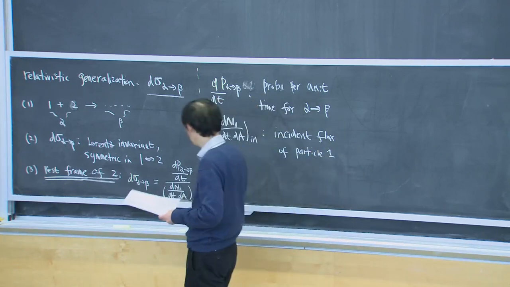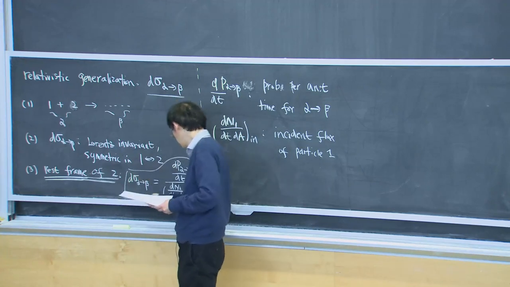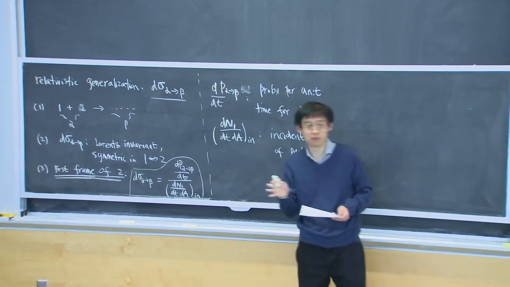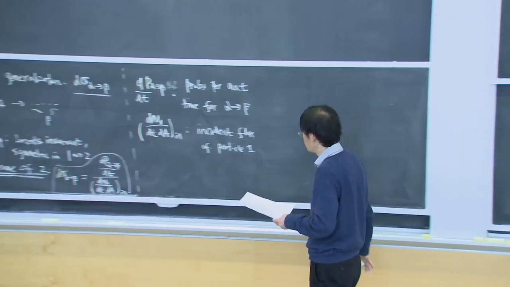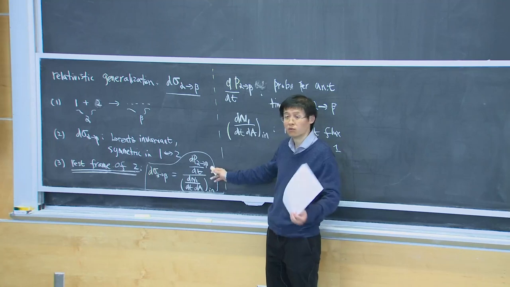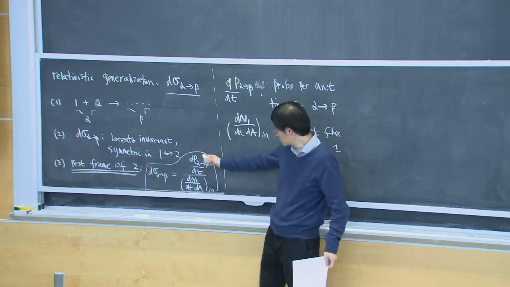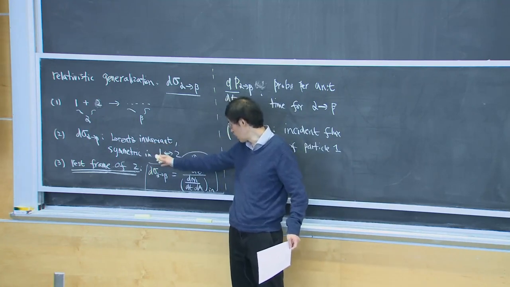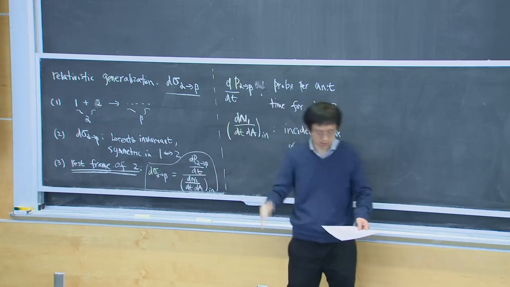So this expression is a natural generalization to the relativistic context, which is in the rest frame of particle 2. And so our strategy is to first work out this quantity in the rest frame of 2, and then use the requirement of Lorentz invariance and symmetry in 1 and 2 to write it in a general frame. Okay, so that's our strategy.